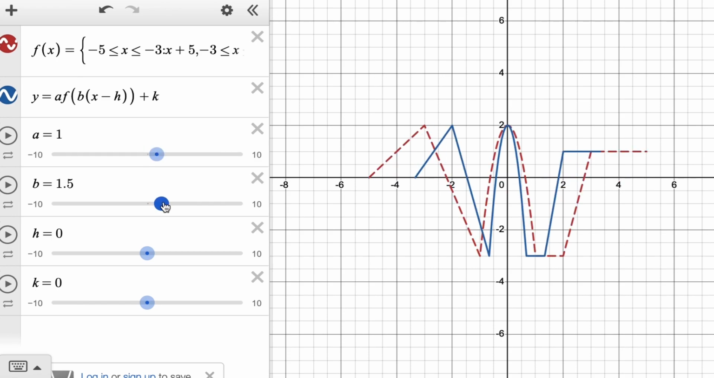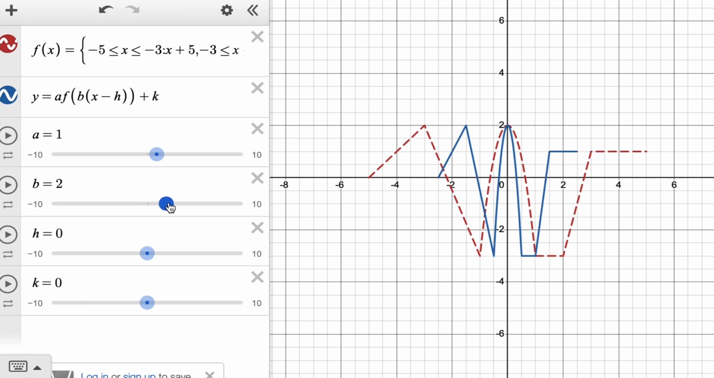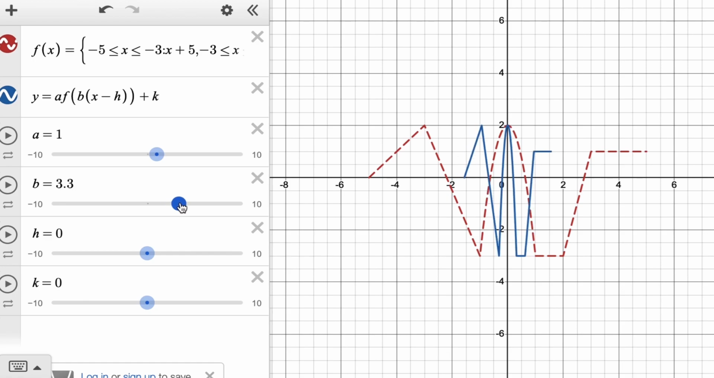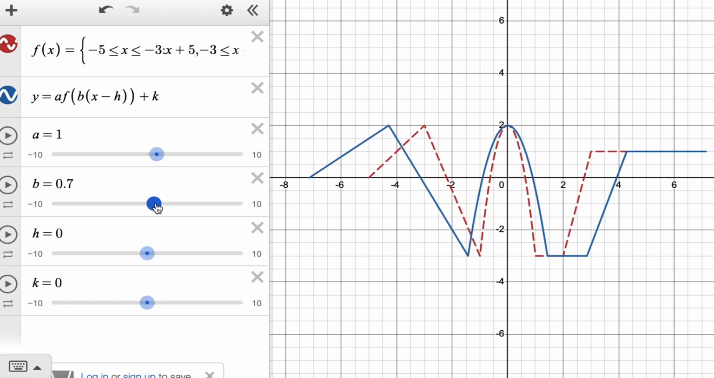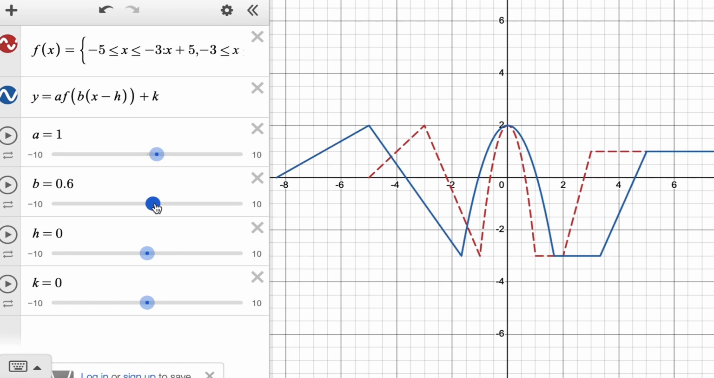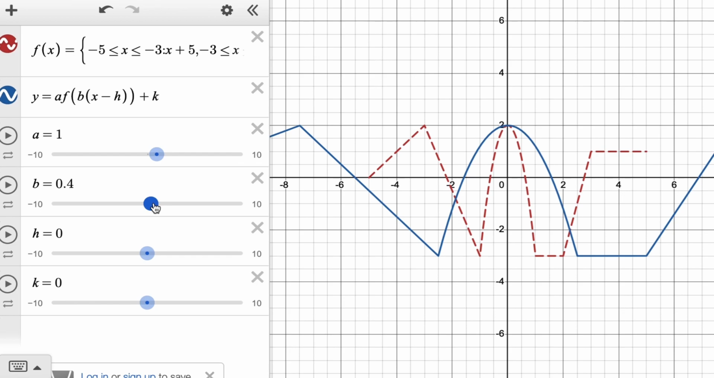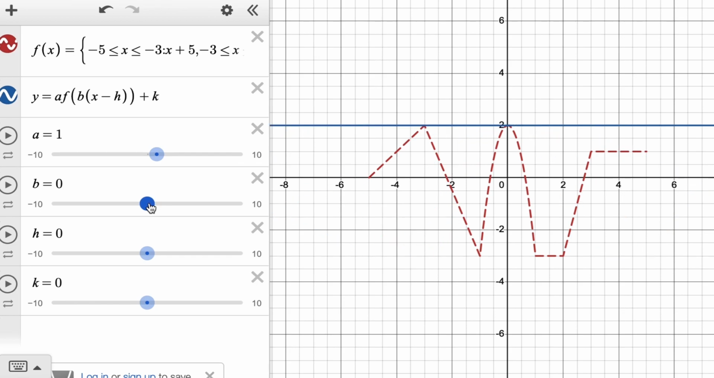Now, if b is greater than 1, then the graph is horizontally compressed, which means it becomes narrower. Now, if b is between 1 and 0, the graph is horizontally stretched, which means it becomes wider, so that at 0, it forms into a straight line.